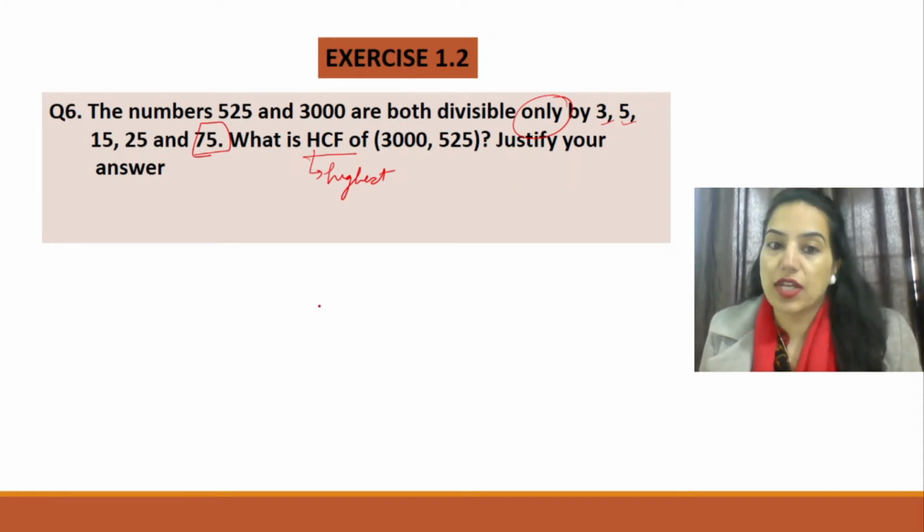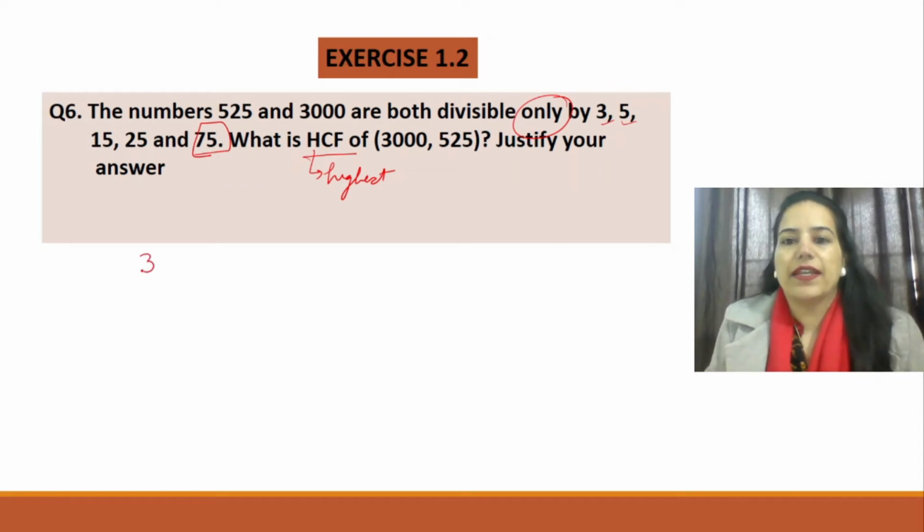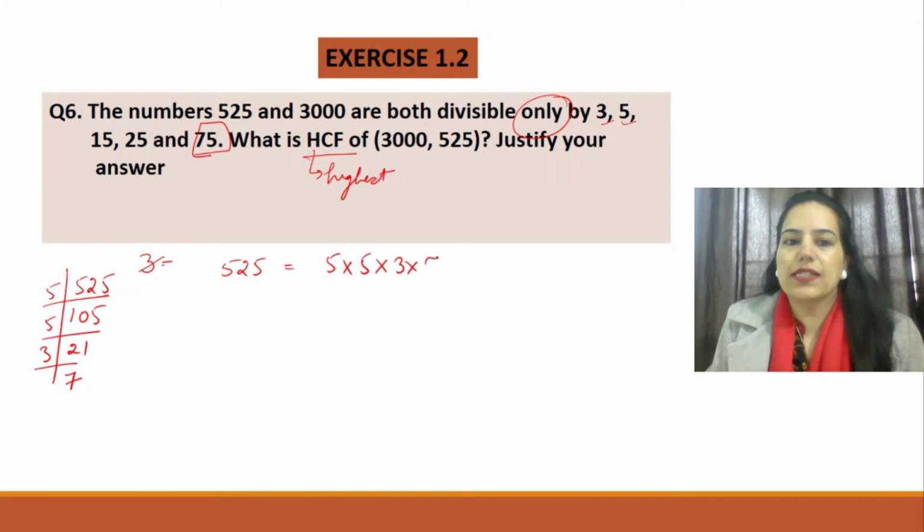But they're asking to justify your answer. So we will find the HCF. 525, right? It can be written as, let's prime factorize it. 525 is 5 into 105, 5 into 21, 3 and 7. So it is 5 into 5 into 3 into 7.